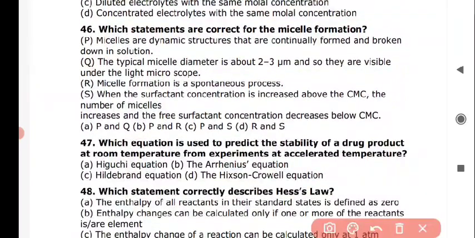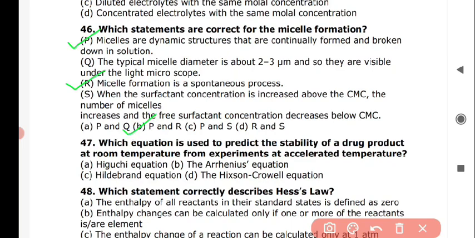Next question is, which statements are correct for micelle formation? So for this question, statement P and statement R are correct for micelle formation. That is, micelles are dynamic structures that are continually formed and broken down in solution, and micelle formation is a spontaneous process. So option B is correct for this question.